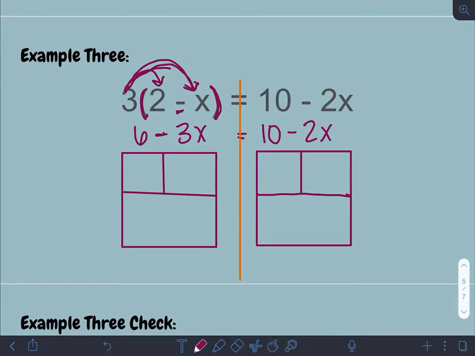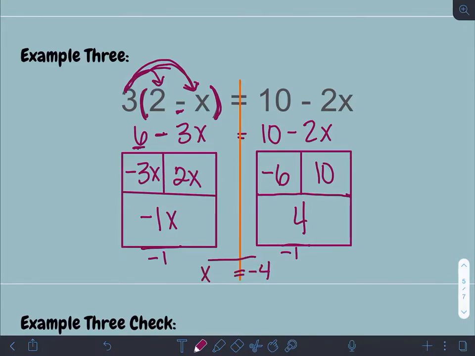So I'm going to have, again, this negative 3x is on this side of my equal sign. So I'm just going to drop down my negative 3x. This negative 2x is coming to the opposite side. So I'm going to take the opposite of negative 2x, which would be a positive 2x. I'm going to drop down my 10, and then this 6 is going to come to the other side. So I have to take the opposite of positive 6, which would be negative 6. So a negative 3x plus 2x would be a negative 1x. Negative 6 plus 10 would be 4. I have to divide by negative 1, divide by negative 1. So x is equal to a negative 4.